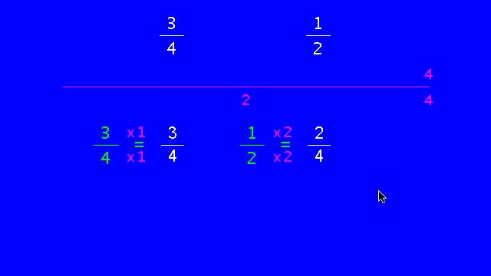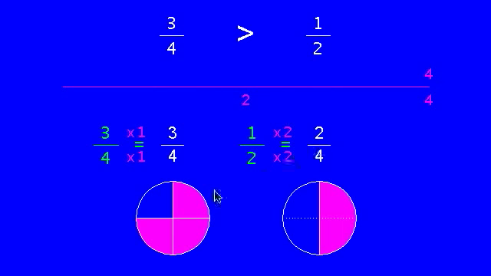But here, if we were comparing these, which is greater, 1/2 or 3 fourths? Well, 3 pieces is better than 2, so 3 fourths is greater. So here we had 3 fourths, and here we started out with 1 out of 2. When we doubled each piece, we got 2 out of 4.